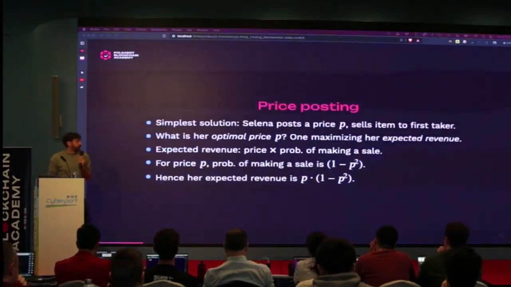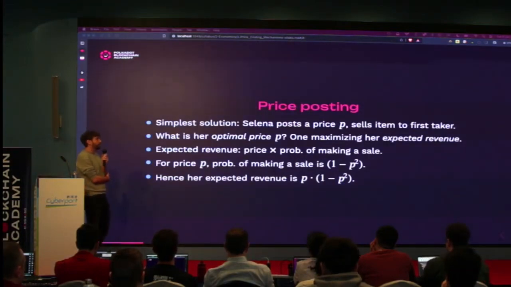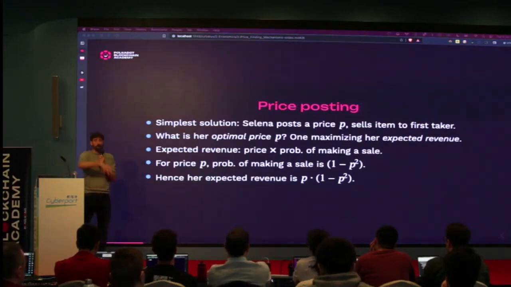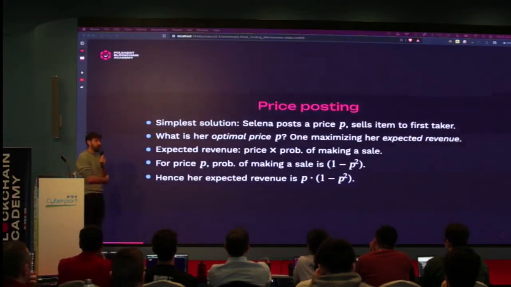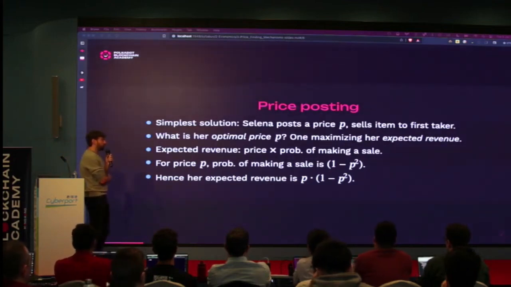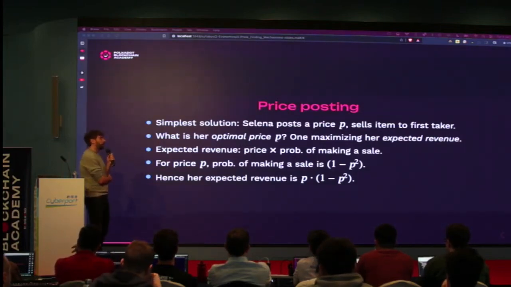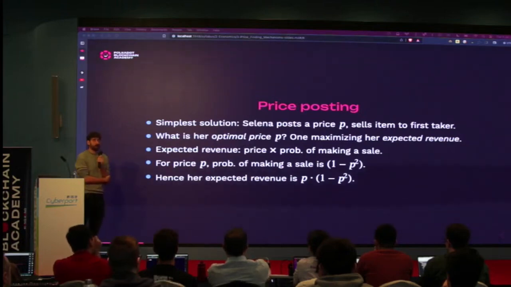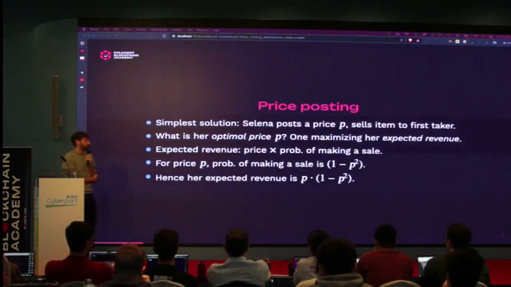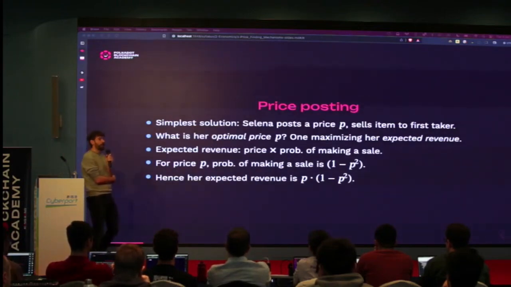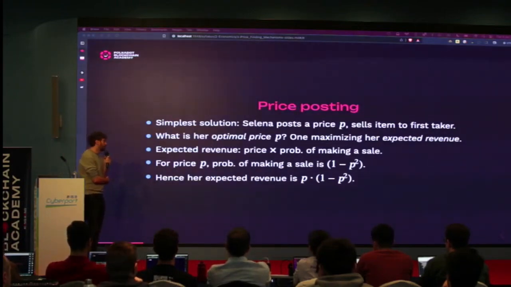So the simplest solution here is that Selena posts a price P and sells it to the first taker, right? She just posts a price, says I want P, and then sells to whoever says that they want the good for that. And now the question is, what is her optimal price here? What is the optimal price P? And the optimal price is the one that maximizes her expected revenue. And the expected revenue is the price times the probability of her making a sale. Right? That's quite intuitive.